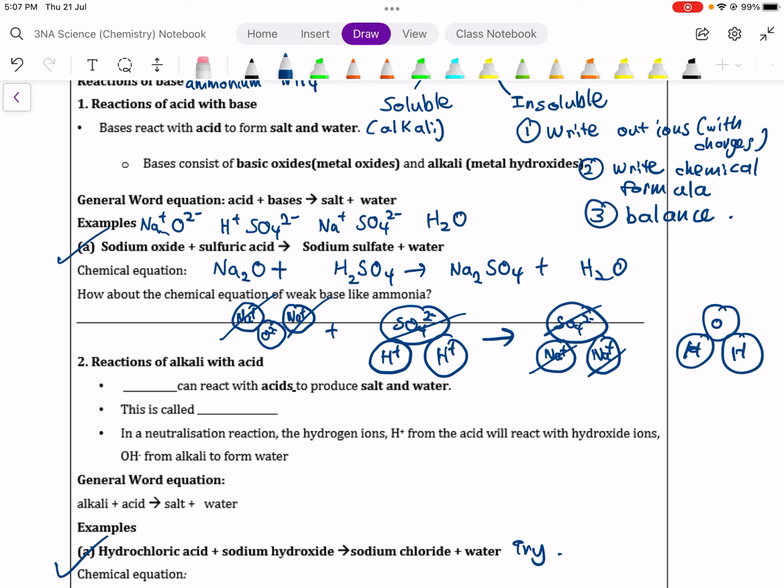2 sodium on each side, sulfate 1 each side. Then the 2H plus, which means it's balanced: 2H on the left, 2H on the right, as well as your oxygen. Then I'm done with this. You can pause the video if you want to draw a diagram on another piece of paper. I'm going to carry on, so now I need to erase this.